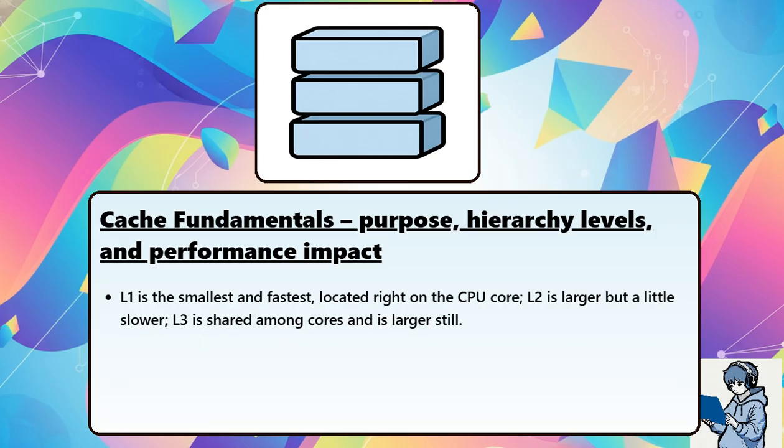L1 is the smallest and fastest, located right on the CPU core. L2 is larger but a little slower. L3 is shared among cores and is larger still.